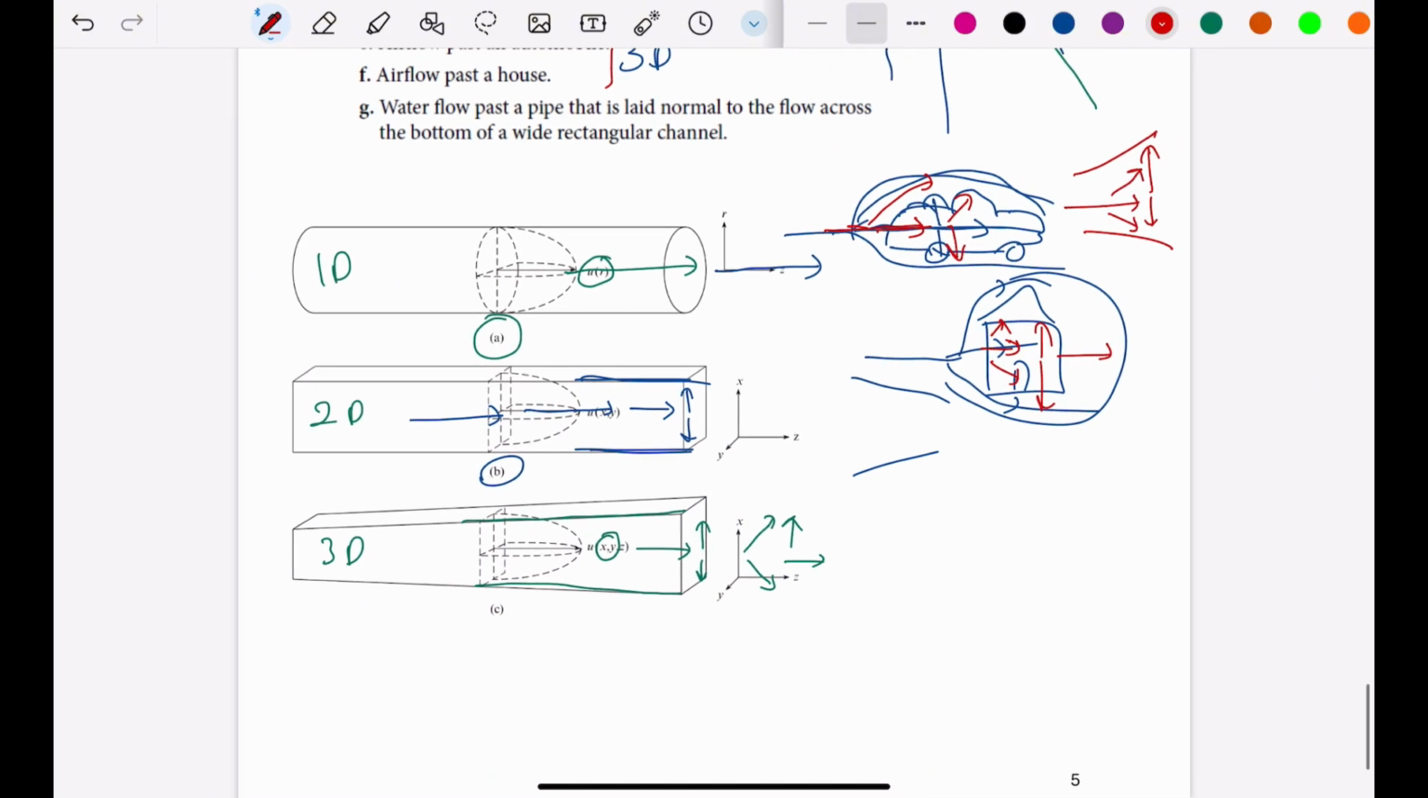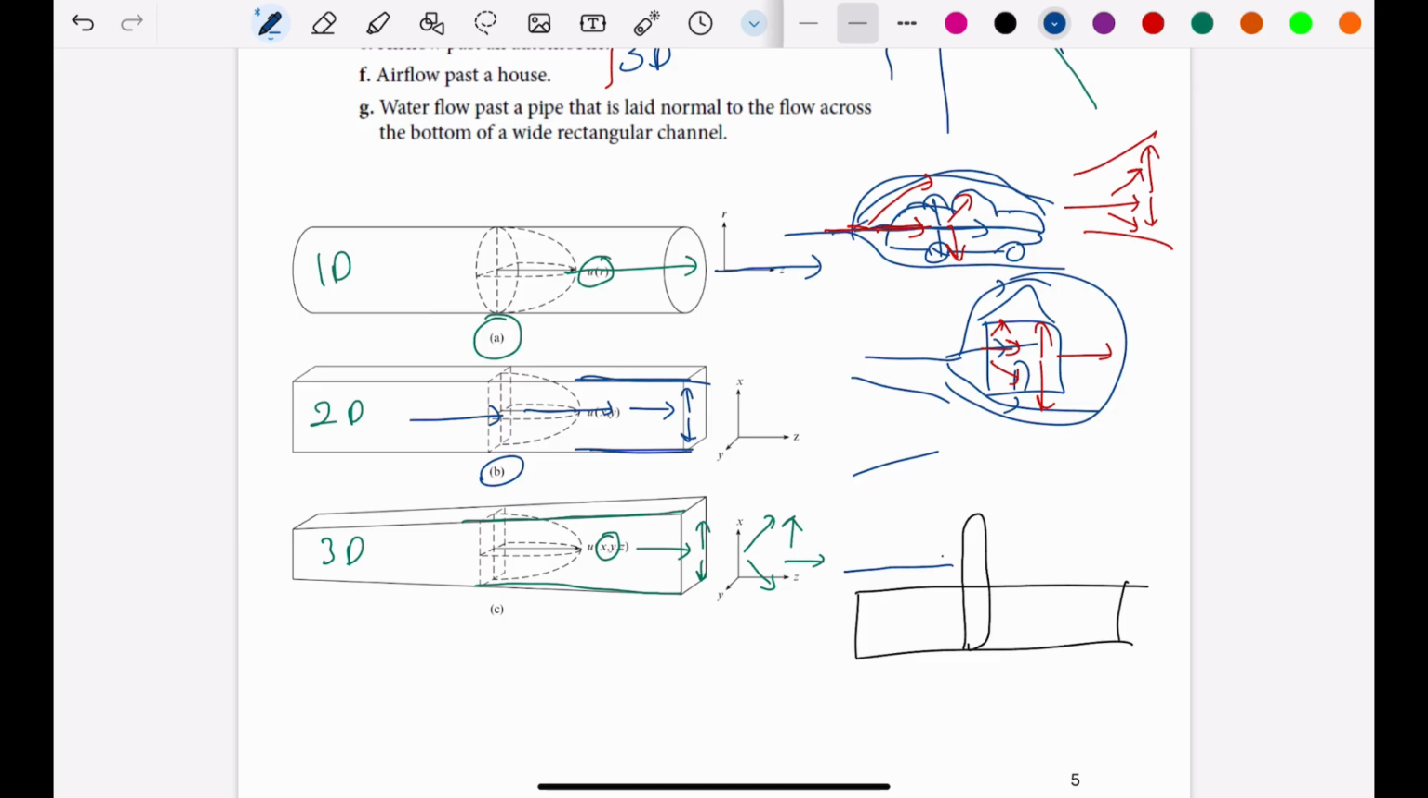And finally, we have water flow past a pipe that is laid normal to the floor across the bottom of a wide rectangular channel. So, for example, we have this channel and we have this pipe. Once water comes, they will move around the pipe, but however, they are still following the same streamline. They're just coming from the sides of the pipe.